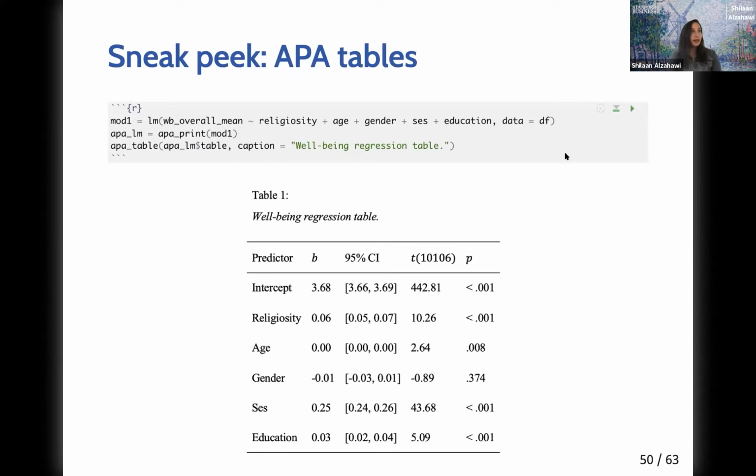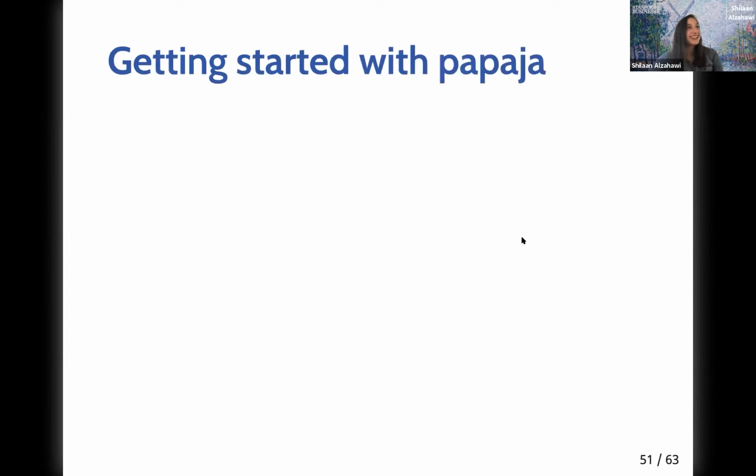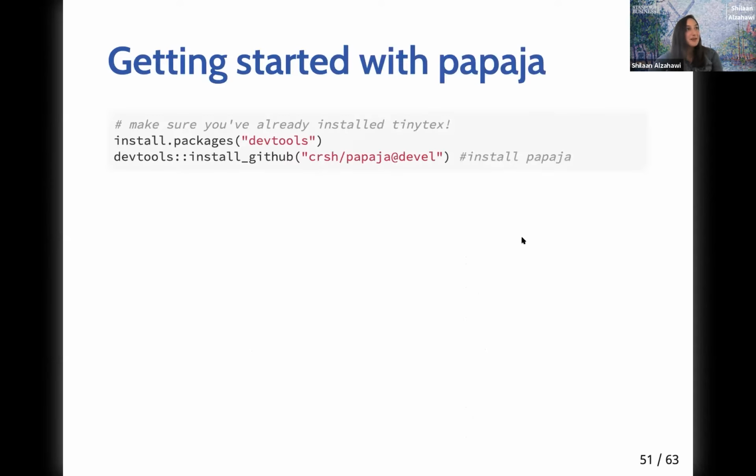So it automatically creates this regression table in Times New Roman, where we have our predictors, we have our estimates, we have 95% confidence intervals, we have the t-values with the degrees of freedom between the parentheses, and the p-values. And like you see, the p-values are exactly formatted in the way that we always expect our p-values to be. So this is partly where I got very excited about papaja and about using R for my manuscripts.